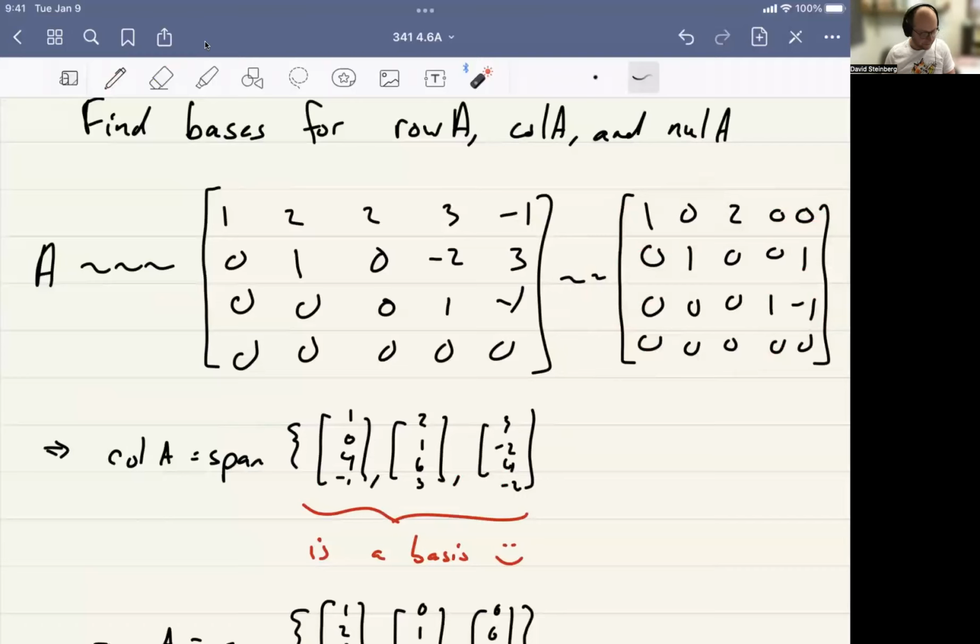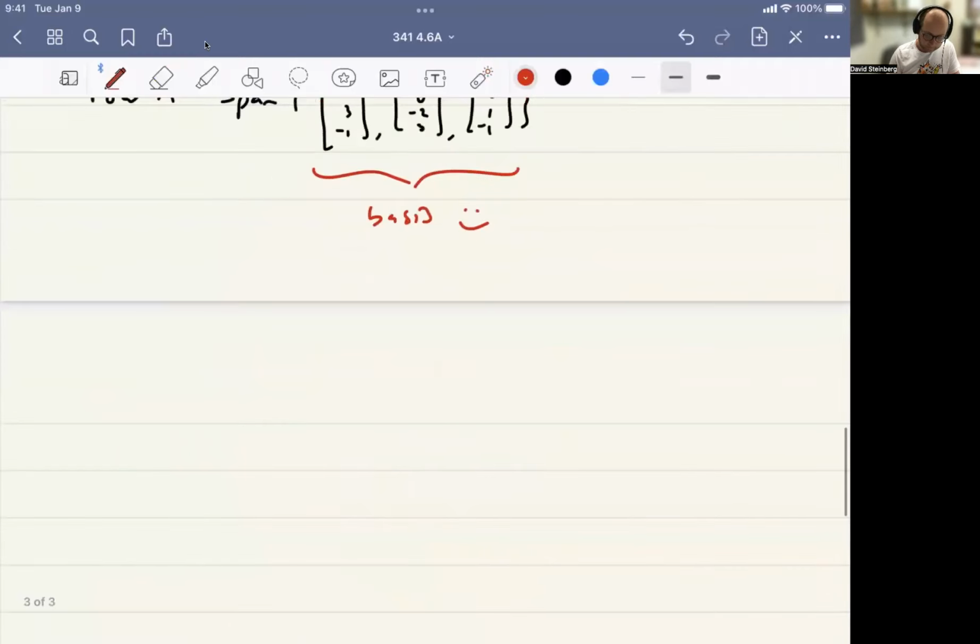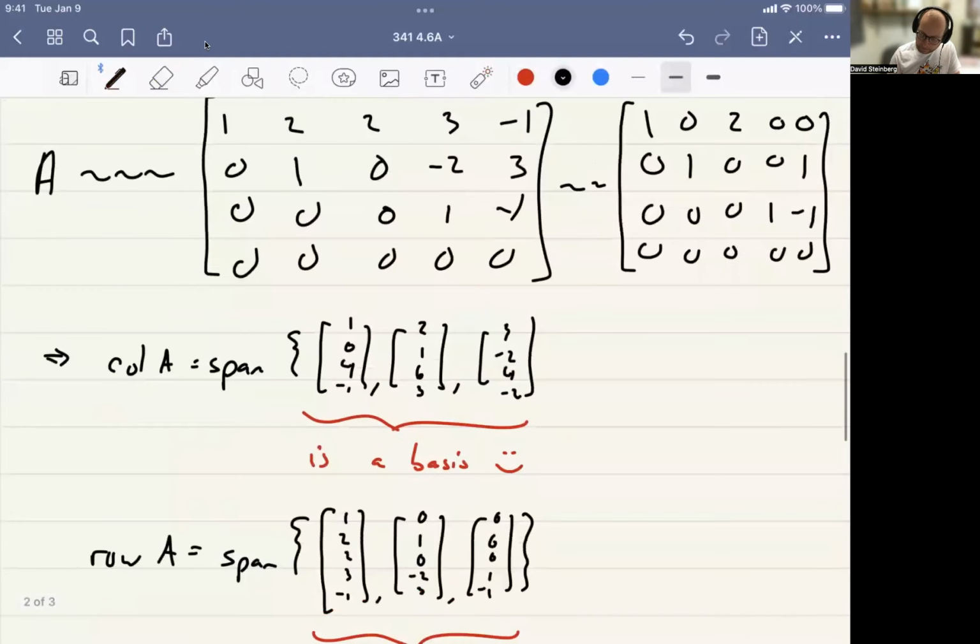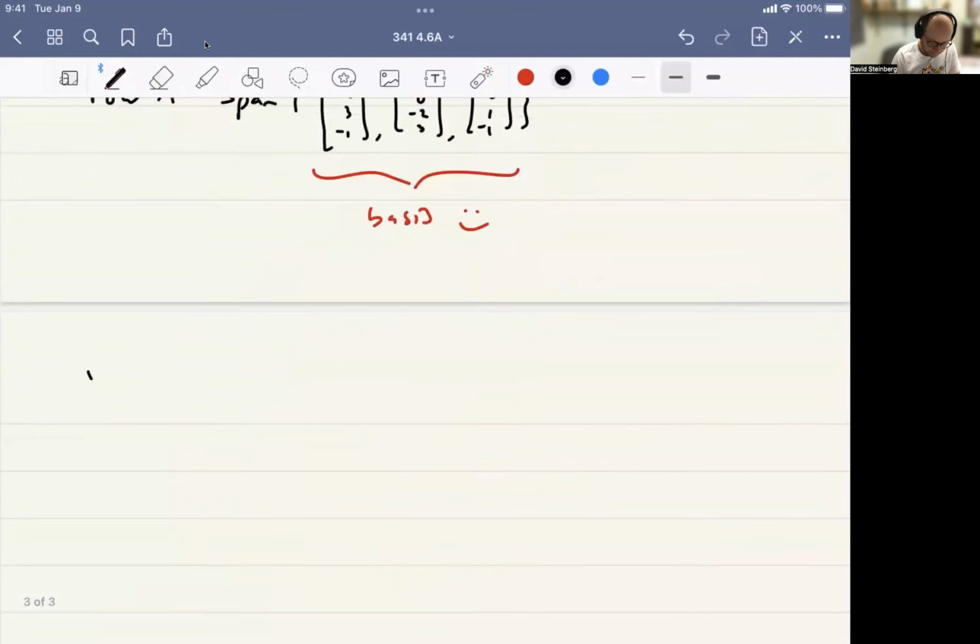Okay, so let's sort out a basis for the null space. What do we know? From here we can see that x1 plus 2x3 is 0. We've got that x2 plus x5 is 0. We've got x4 minus x5 is 0. Let's write that down. So x1 plus 2x3 is 0. x2 plus x5 is 0. x4 minus x5 is 0.